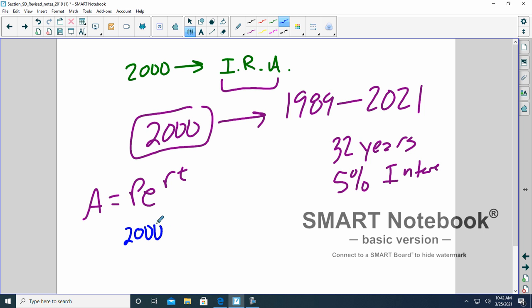2,000. E is the exponential. Rate is 0.05. Time, 32 years. Okay. Now again, I didn't just track this money. I didn't look at this money. I just kind of invested this money. Let's see. I got to find my exponential. Second E. 0.05 times 32.